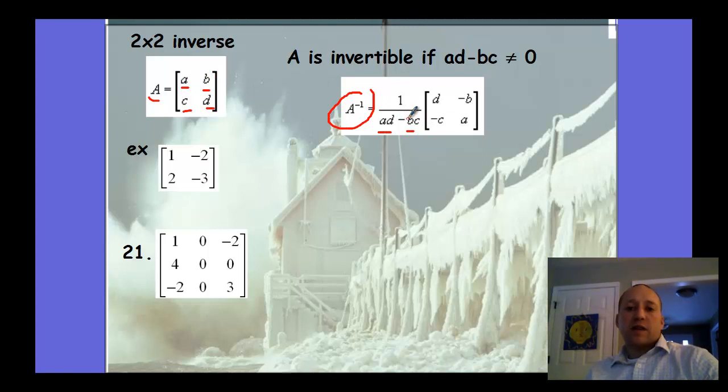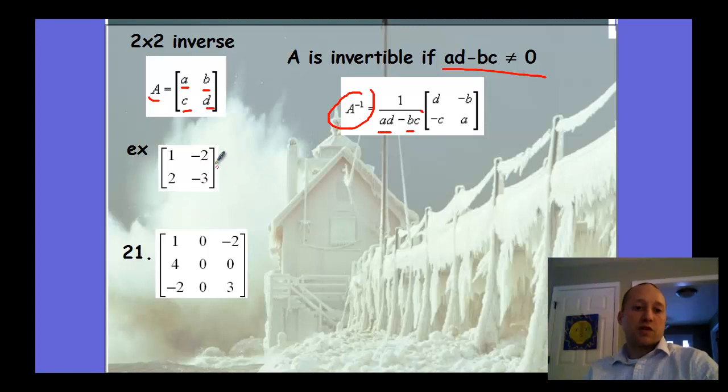Now we cannot divide by 0, so notice how the denominator cannot be 0. And so if it is 0, you're not going to have an inverse, and so it's invertible if it's not 0. You're going to take this fraction and you're going to multiply it by a matrix where the D and A have switched spots and the C and B have become opposites. So that's what we're going to do to find the inverse for a 2 by 2.